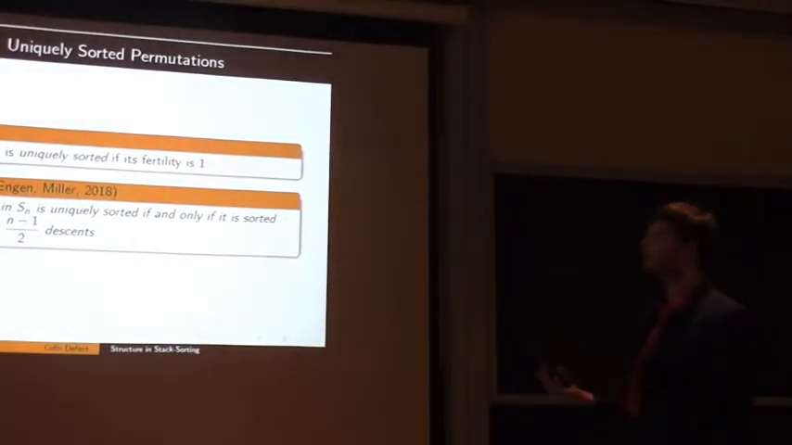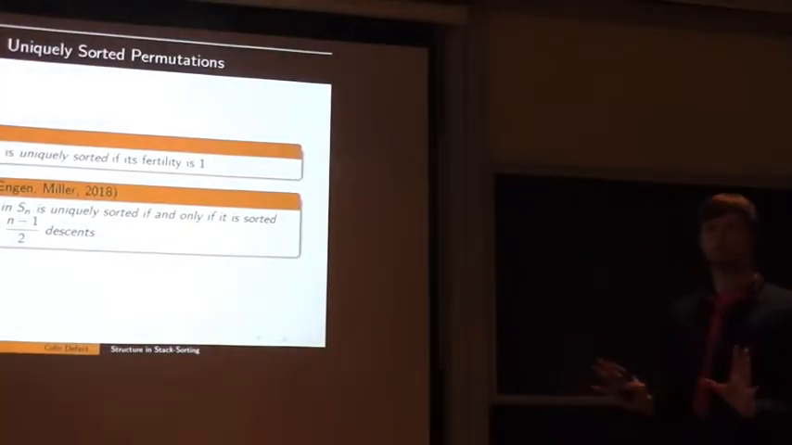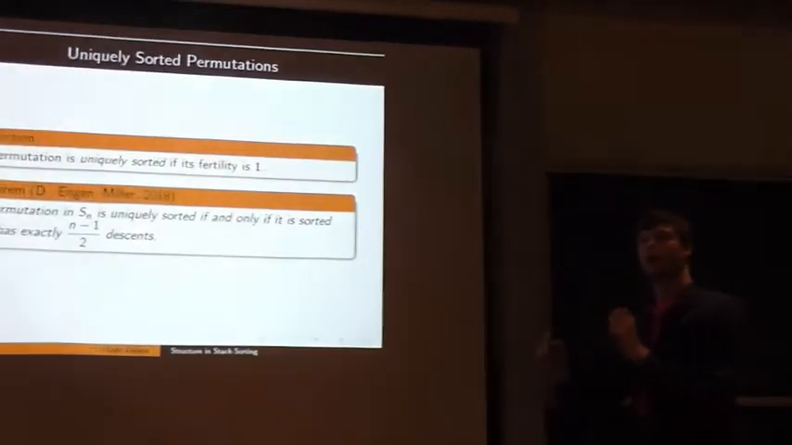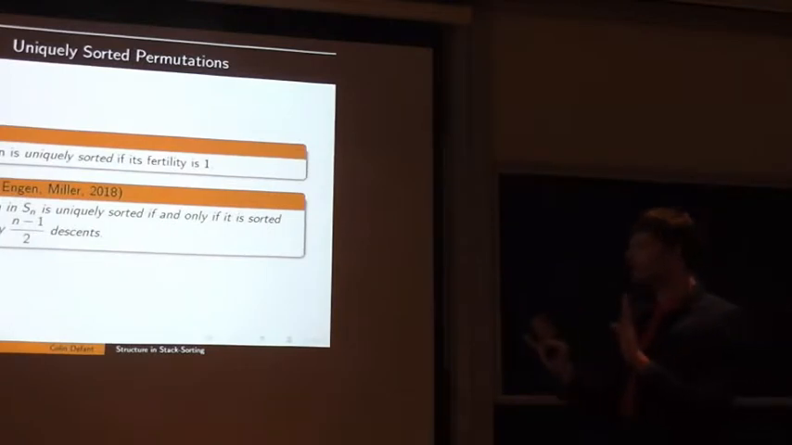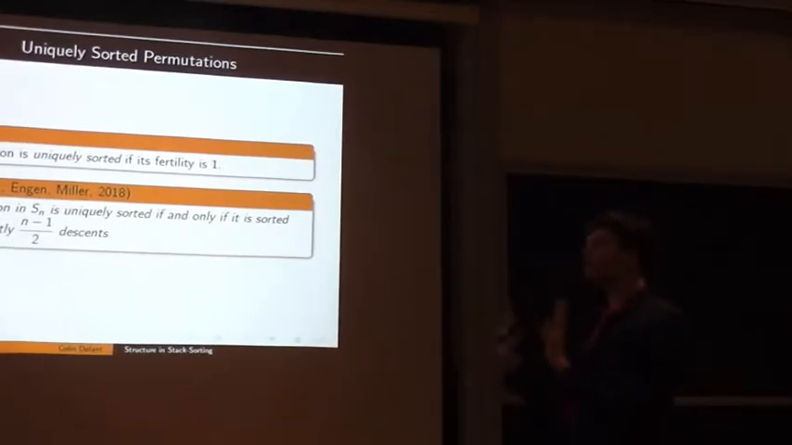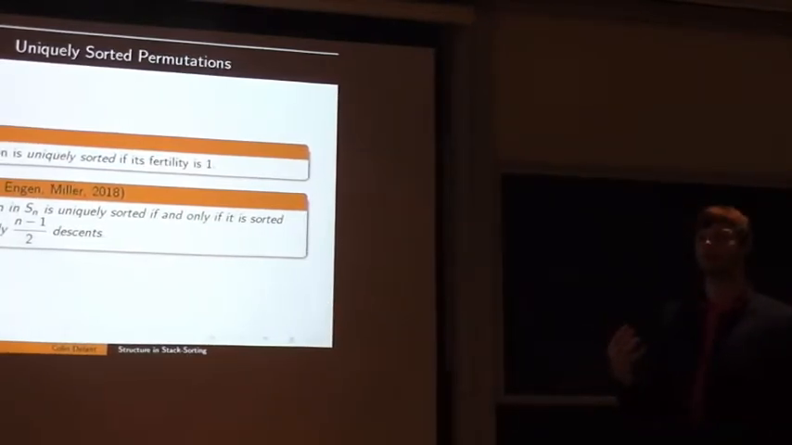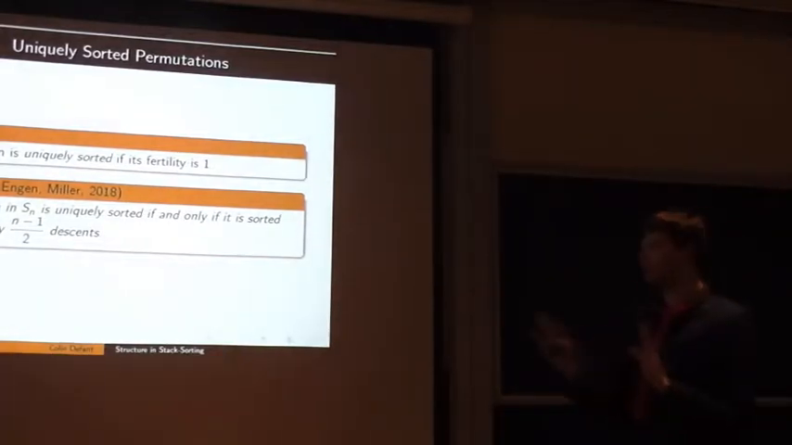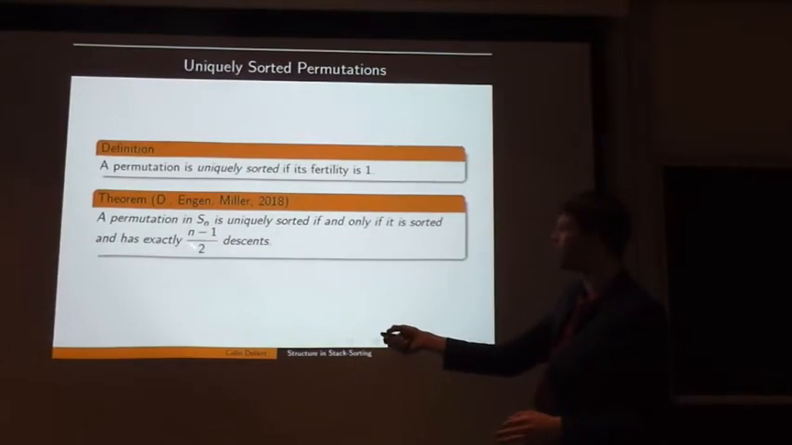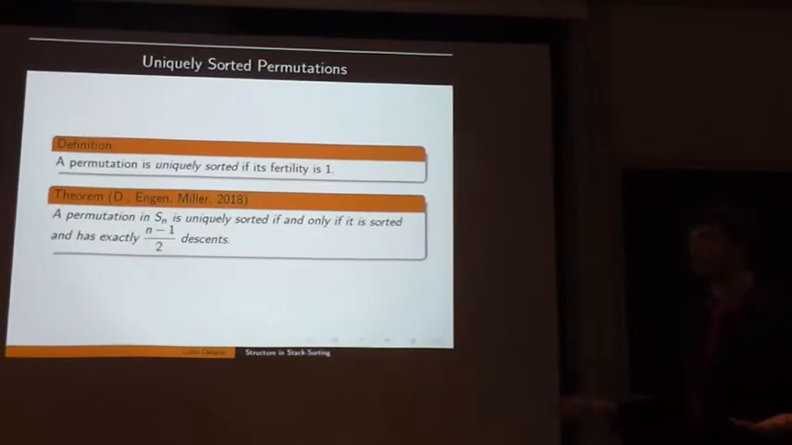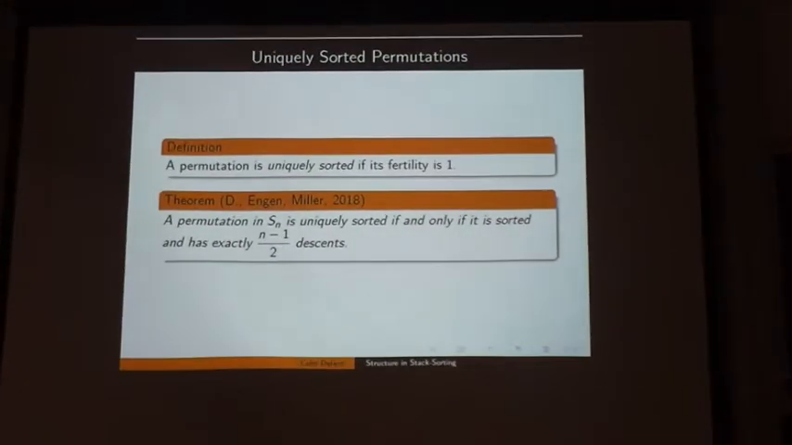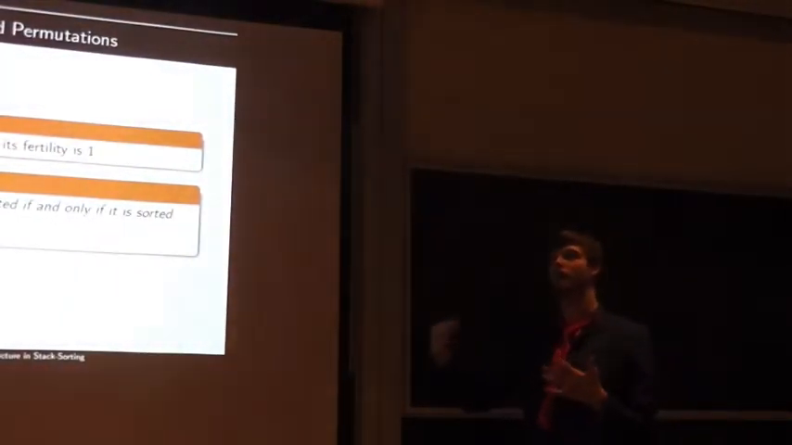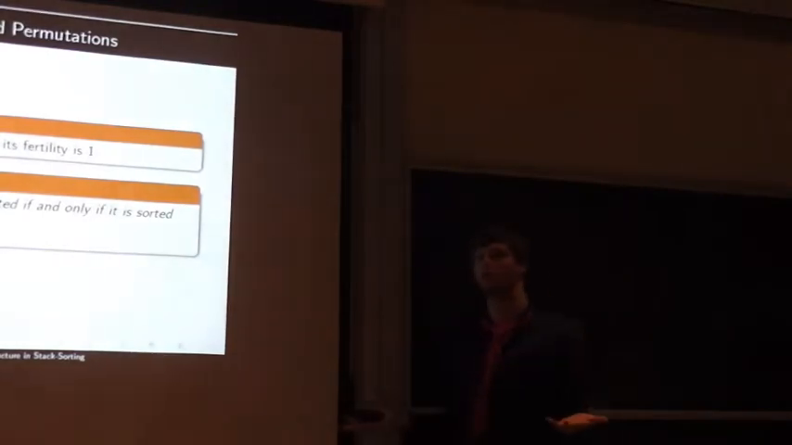And this says that a permutation of length n is uniquely sorted if and only if it's sorted and it has exactly (n minus 1) over 2 descents. So one thing this is telling you is that there are no uniquely sorted permutations of even length. Because if n is even, then this is not an integer, so it can't be the number of descents of the permutation. So there are no uniquely sorted permutations of length 2, 4, 6, 8, 10, and so on, but there are uniquely sorted permutations of length 1, 3, 5, 7, 9, and so on, and you can ask, well, how many are there?